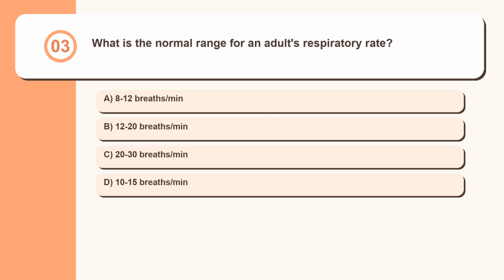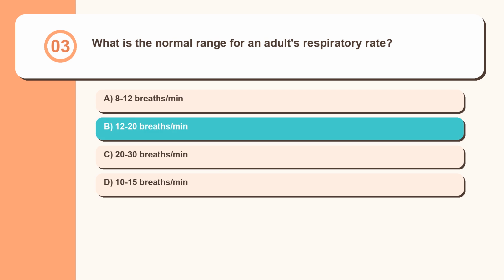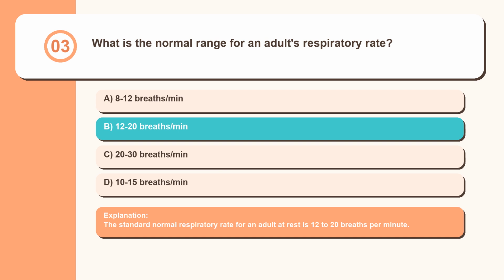Question 3. What is the normal range for an adult's respiratory rate? 8 to 12 breaths/min, 12 to 20 breaths/min, 20 to 30 breaths/min, 10 to 15 breaths/min. The standard normal respiratory rate for an adult at rest is 12 to 20 breaths per minute.